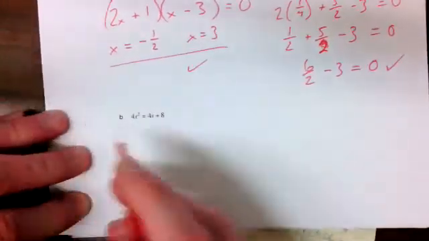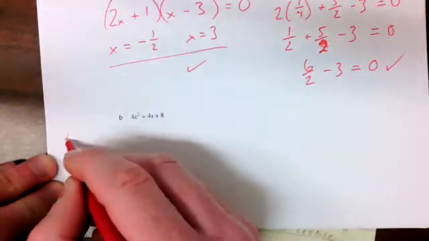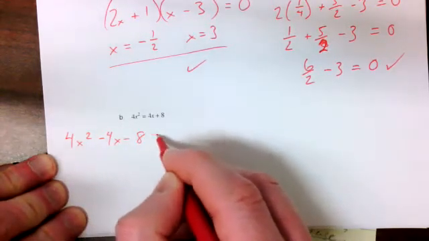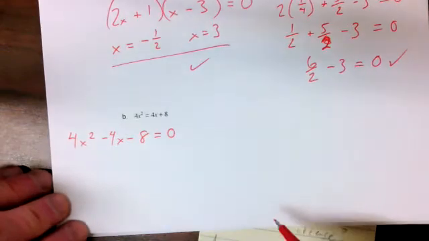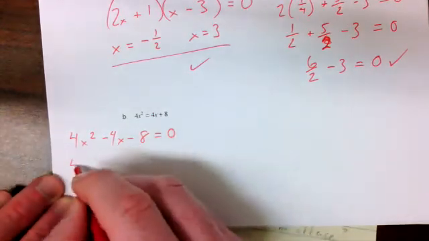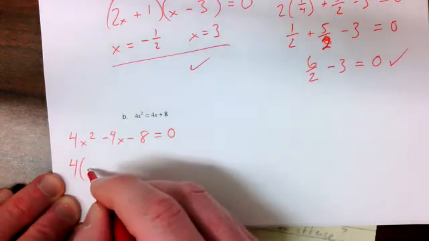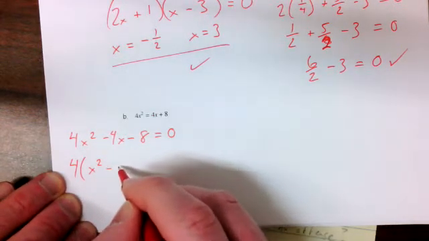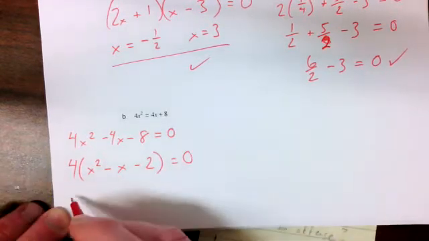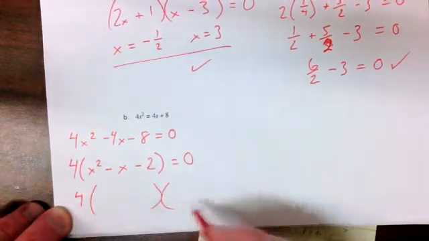This one, first I'm going to move everything over. 4x squared minus 4x minus 8 equals 0. We need everything on the same side. Subtracted 4x and 8 from both sides. Now I'm going to take a 4 out of everything. 4 times x squared minus x minus 2 equals 0. And then this gets easier to factor, I hope.